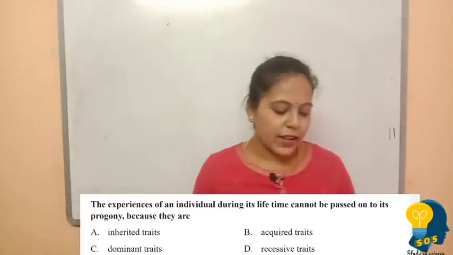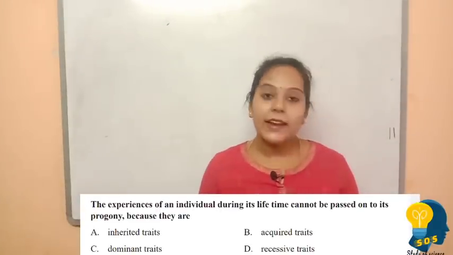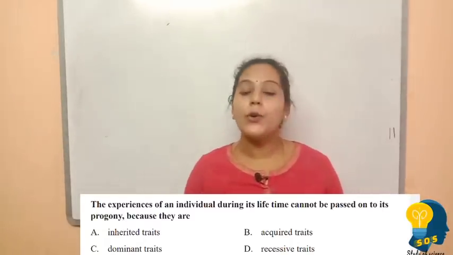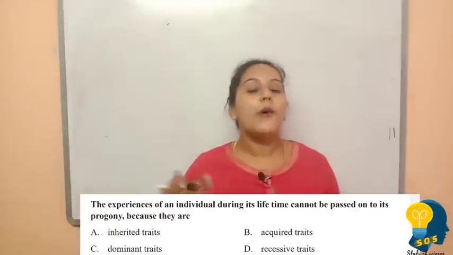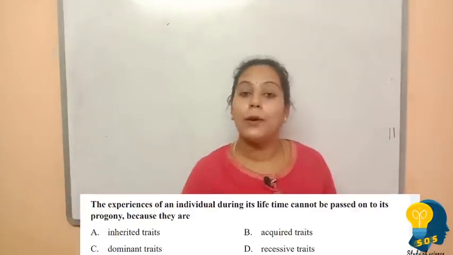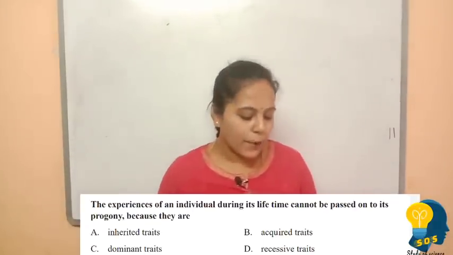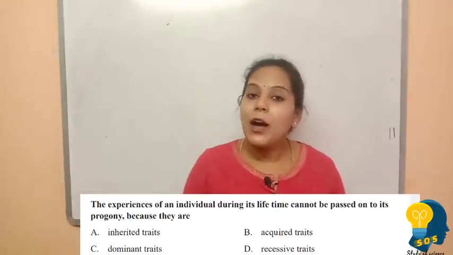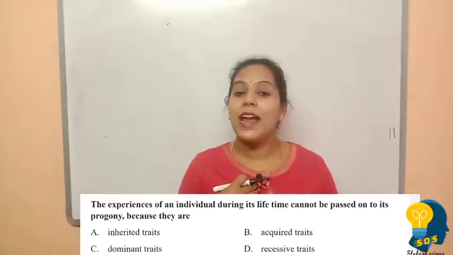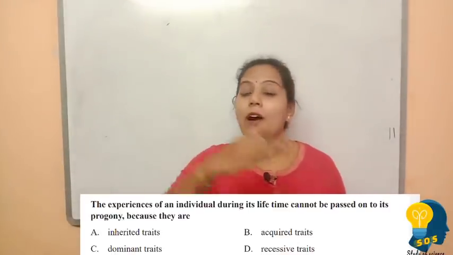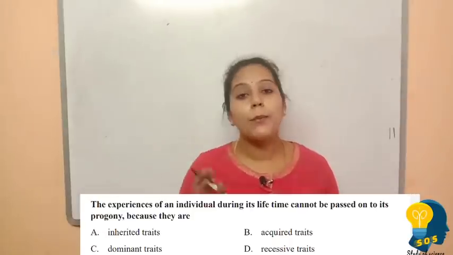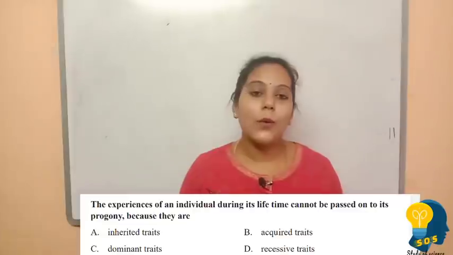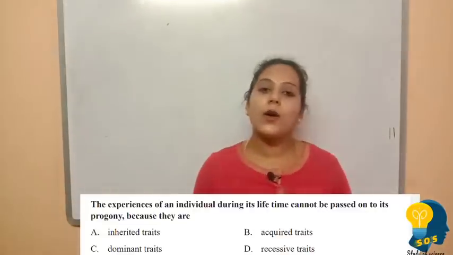So the next question is, the experiences of an individual during its lifetime cannot be passed on to its progeny. Progeny means offspring, or the next generation, the ones born next. Very simple. So the experiences which we gain during our lifetime will not be transmitted to the next generation, the progenies, they are asking. Why? Because you have to say why. And the options here, you can check it on the screen.